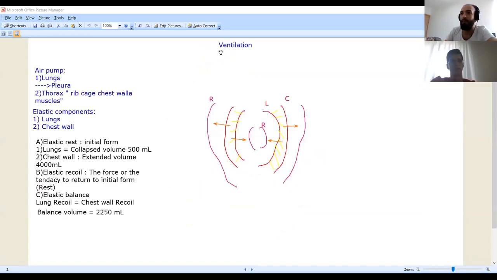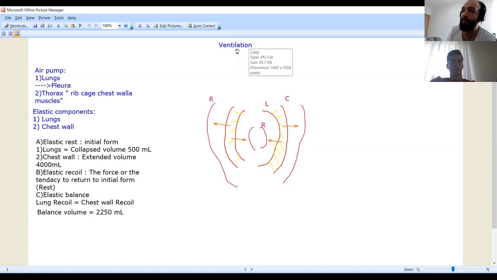Okay, now we'll be talking about the ventilation. Who does the ventilation? It's the air pump. The air pump is formed by the lungs and the chest wall, thorax. Now, to understand the ventilation, of course, the lungs are connected to the chest wall through the pleura, because the pleura has two parts. Visceral part on the lung and parietal part to the chest wall. So they are connected. And between them, there is a cavity called intrapleural cavity that has some fluid.